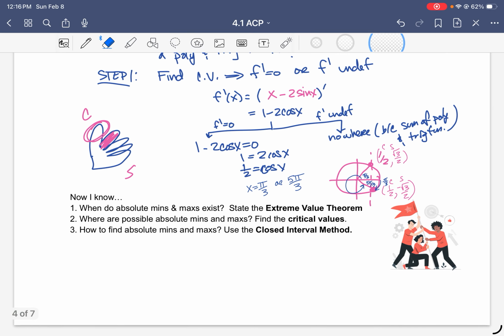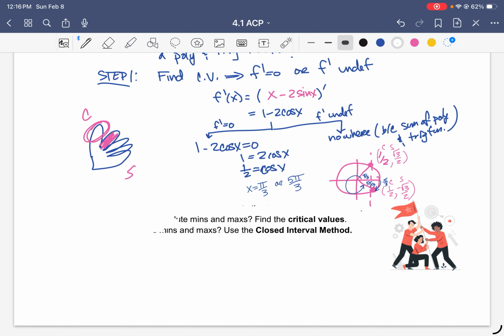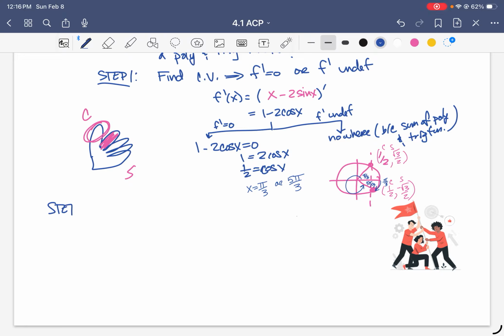So now what I'm ready to do, if you'll give me a second, let me make a little space down here. Is that as big as this thing goes? No. Let me use some whiteout to give myself some more space. There are other ways to do this, but this is easiest at the moment. Okay. So now I'm ready for step 2, which is to evaluate f of the endpoints and f of the critical values.